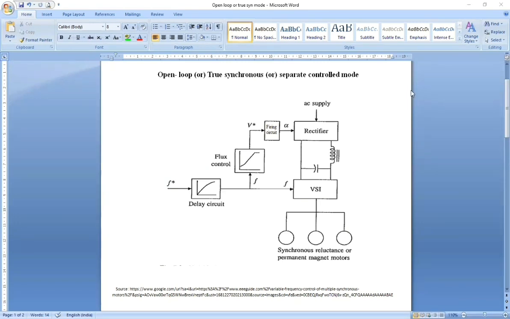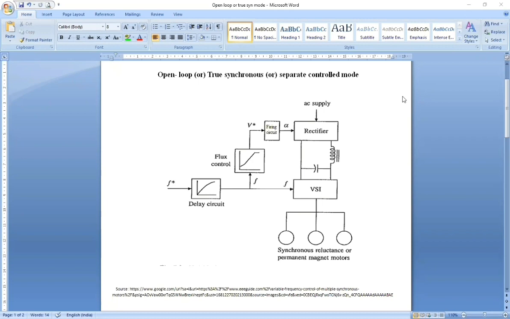This method is applicable for multiple permanent magnet or synchronous reluctance motors. This is used in applications such as fiber spinning, textile mills, or paper mills, where close tracking of the speed is required among the multiple machines.